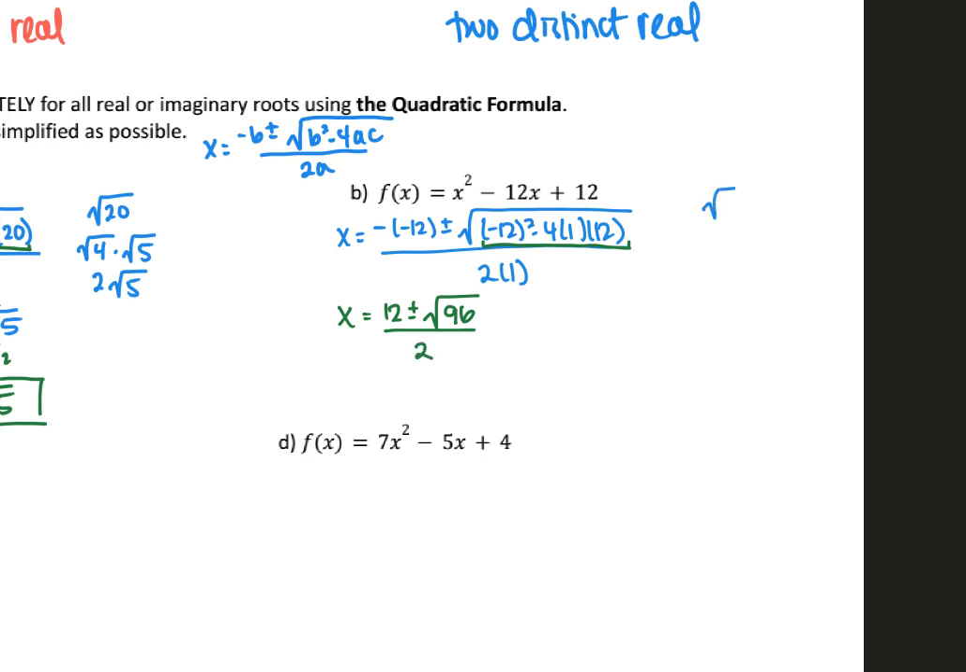So now we need to see if we can simplify our radical. So we can actually simplify square root of 96 as square root of 16 times square root of 6. And the whole reason for doing that is because 16 is a perfect square, so this actually simplifies down to 4 times the square root of 6. So we can rewrite this as 12 plus or minus 4 times the square root of 6 over 2. And just like before, if we take a look at these outside numbers, these are all, again, divisible by 2.